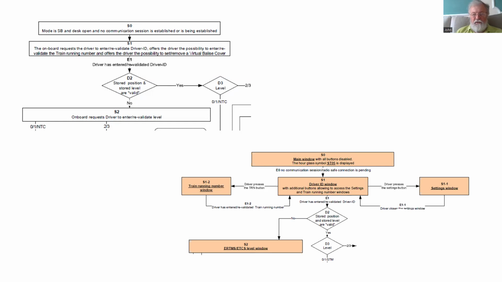Now, the eagle eyes of you will note that when baseline 3 was updated from baseline 2, and we changed level STM to level NTC, they updated subset 26, chapter 5, and you can see under the D3 decision box 0/1/NTC, but somehow the same list got missed in the DMI specification, and you can see at the bottom of the screen under the D3 box it's 0/1/STM.